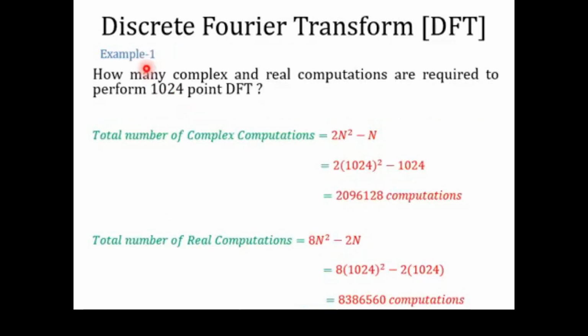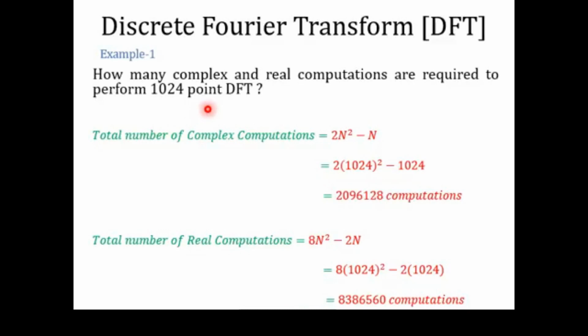Now let's discuss some numerical examples. In the first example, we have to find number of complex and real computations for 1024 point DFT. So here capital N is equal to 1024, and we can use these two formulas of complex and real computations. So the number of complex computations are 2n square minus n, while the formula of real computations is 8n square minus 2n. So just put the value of n is equal to 1024 and get these results. Now the conclusion is, for calculating 1024 point DFT, our computer needs to perform 2.096 million complex computations. Or in other words, our computer needs to perform 8.386 million real computations in order to provide the result of 1024 point DFT.